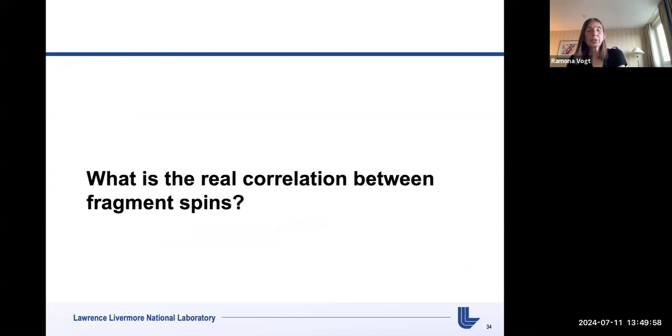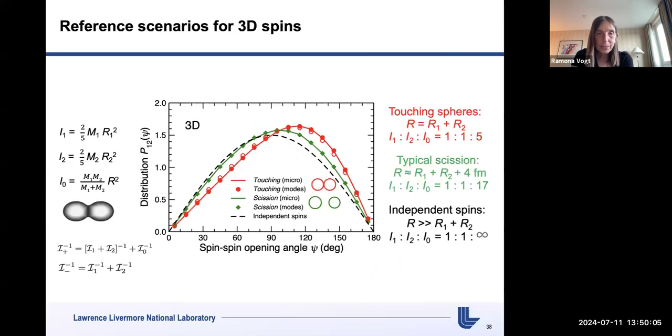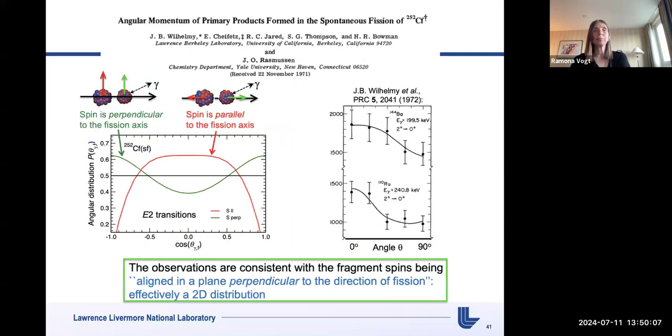So what is the real correlation between the fragment spins? I want to skip this for now and go to this part here, and then maybe go back to that if we have time.